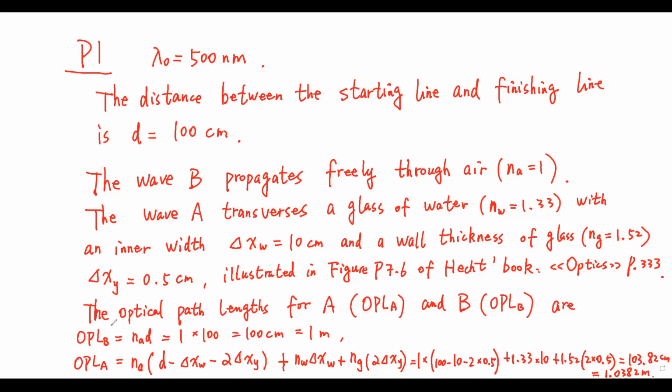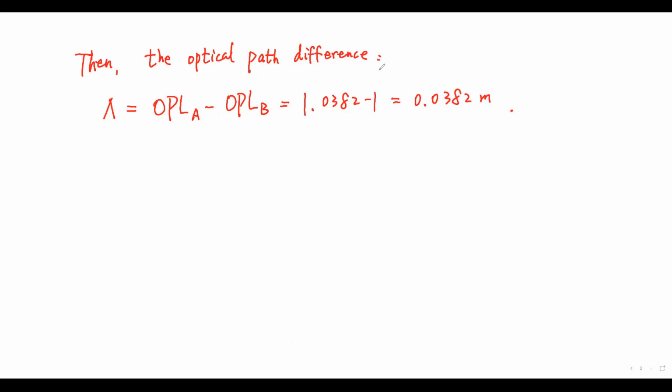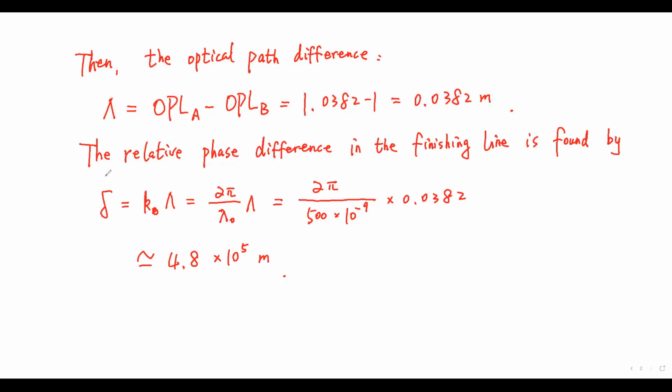P7.6. Then we can get the optical path length for A and for B. Wave B propagates through air. So OPL_B equals this one. The wave A passes in air, given by this one, and passes in water, given by this one, and passes in glass, given by this one. So it equals this value. Then the optical path difference is given by this value. The relative phase difference at the finishing line is found to be this value.